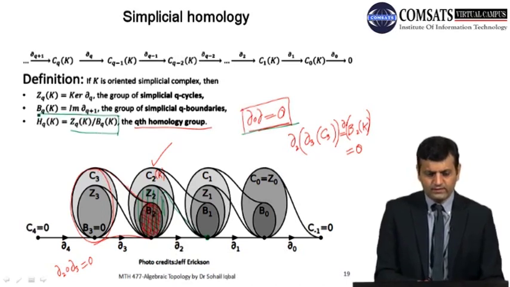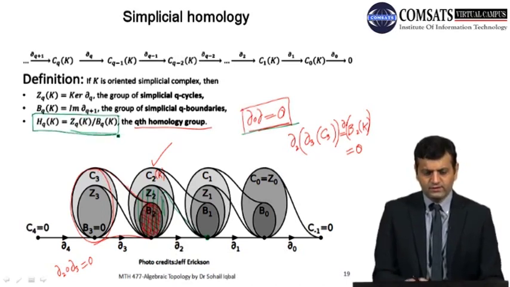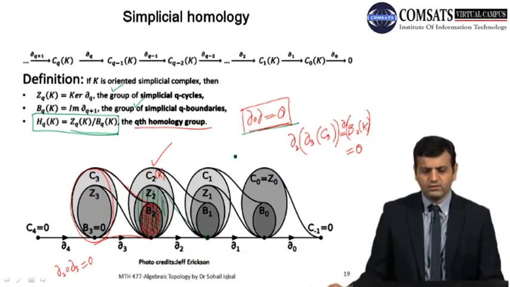We are in free abelian groups, so Z_q is a group and B_q is also a group, and these are abelian groups, so they are normal subgroups of each other. B_2 is a normal subgroup of Z_2, so we can take the quotient Z_2 quotient B_2. This is called the qth homology group of the simplicial complex K.